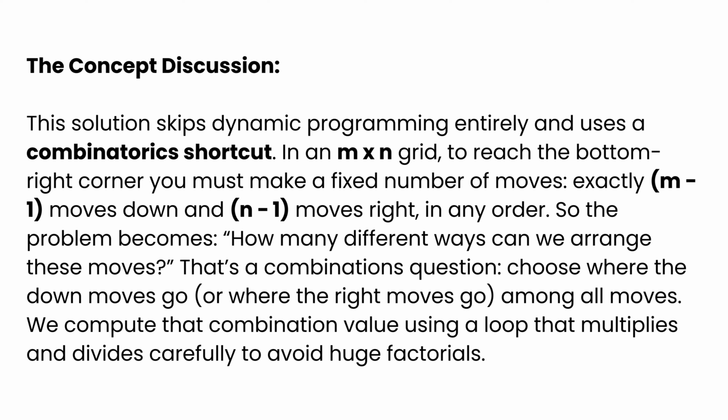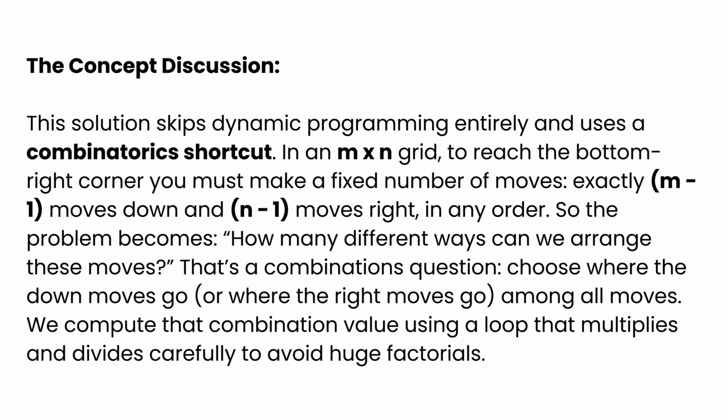In an m by n grid, to reach the bottom right corner you must make a fixed number of moves. You must make exactly m-1 moves down, and you must make exactly n-1 moves right. You can make those moves in any order. So the problem becomes a counting question. How many different ways can we arrange these moves?